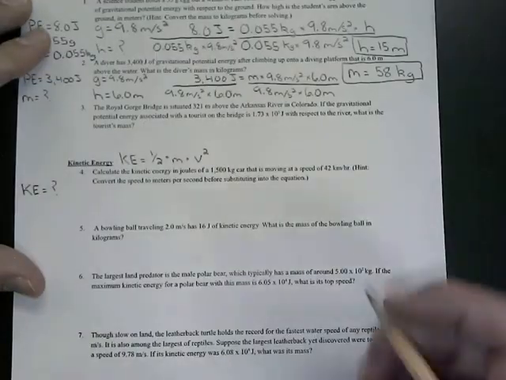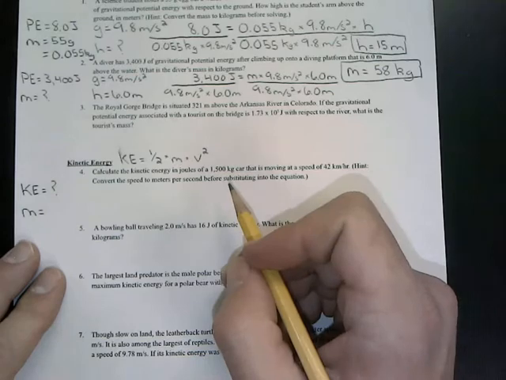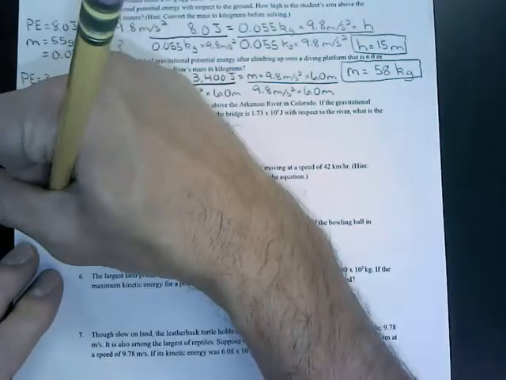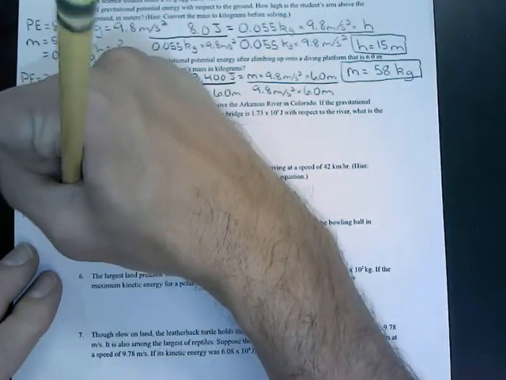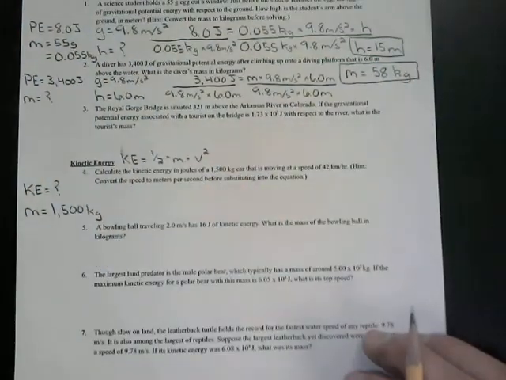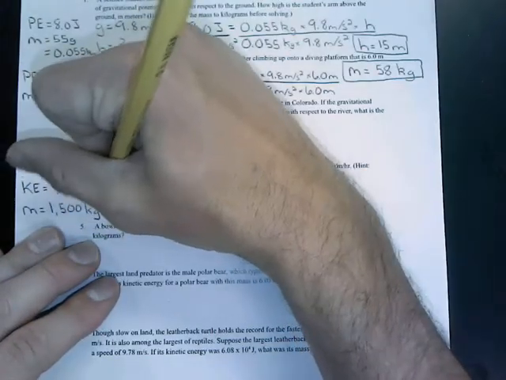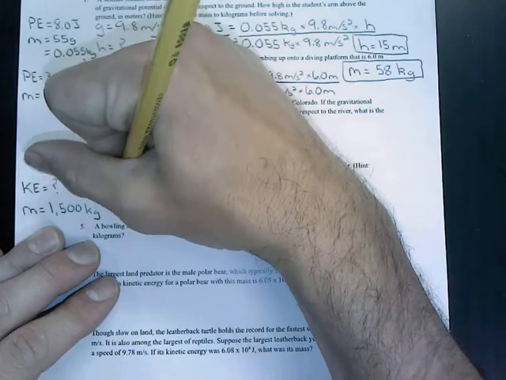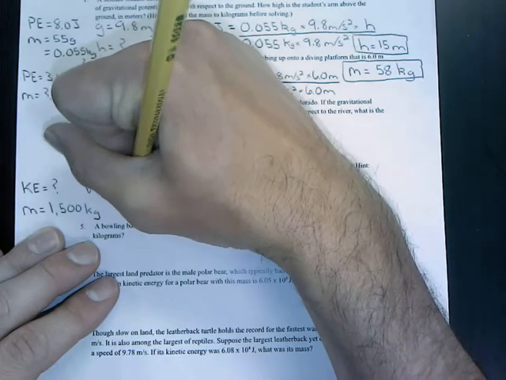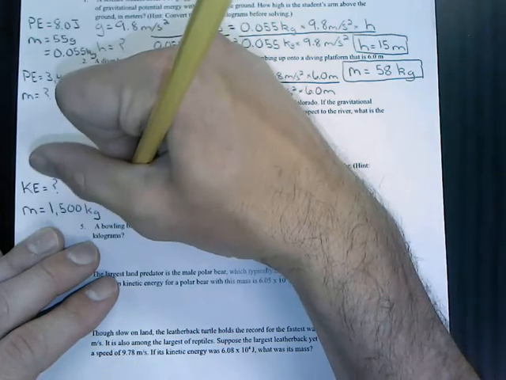Now, our M is for the mass of whatever object we're looking at, and the mass of this object is 1,500 kilograms. And then we have a speed or a velocity of 42 kilometers per hour. Now that's not very useful because we need it in meters per second, okay?